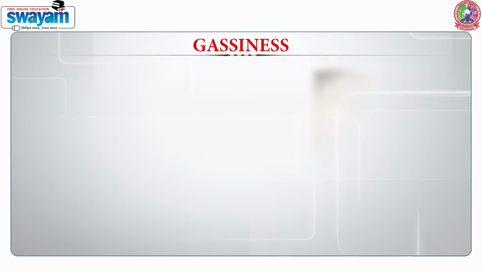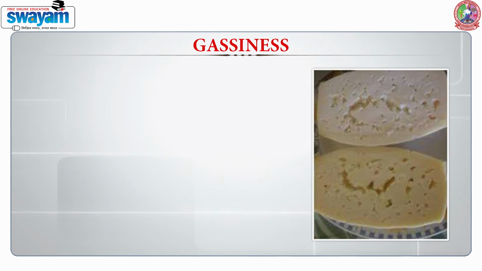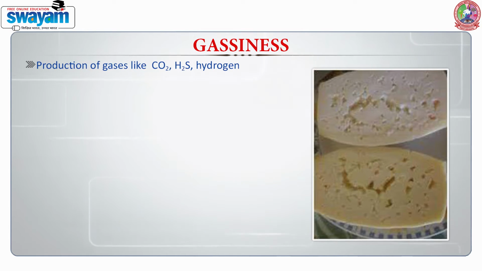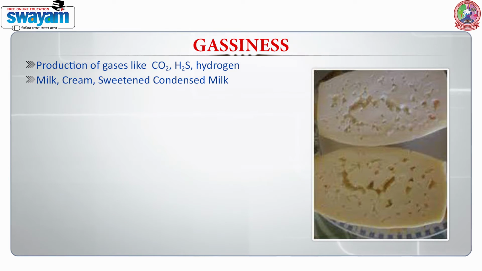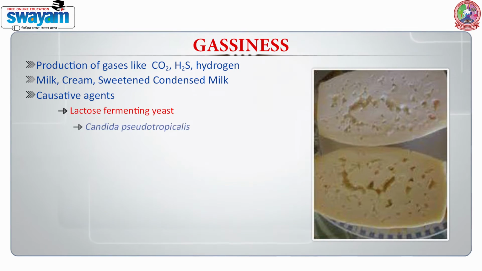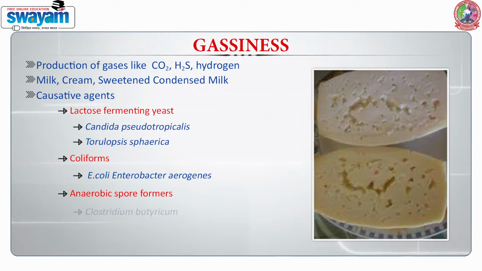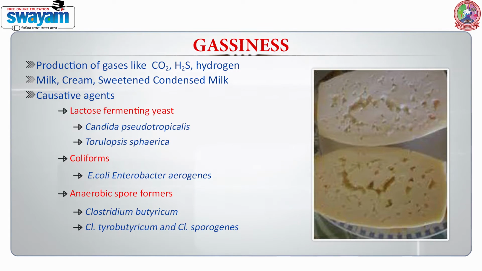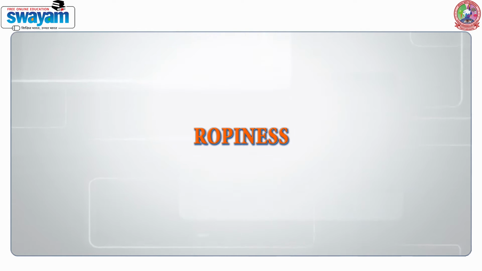There is another defect, that is gasiness, which is very common in the milk, and this is due to the production of gases. These gases can be like CO2, H2S, hydrogen, and gasiness is commonly seen in milk, cream, sweetened condensed milk, and it is associated with lactose fermenting yeast like Candida pseudotropicalis, Torulopsis sphaerica and coliforms. At times anaerobic spore formers like Clostridium butyricum, Clostridium tyrobutyricum and Clostridium sporogenes are also associated with this particular spoilage.